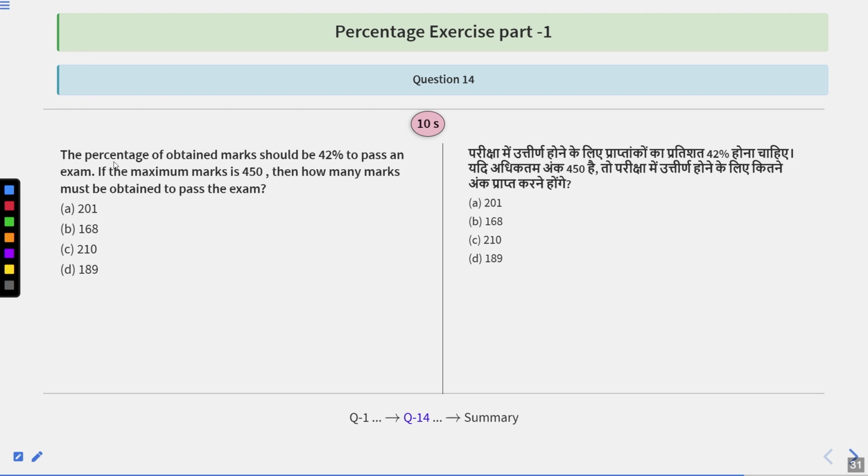Next, the percentage of obtained marks should be 42% to pass an exam. If the maximum marks is 450, then how many marks must be obtained to pass the exam? You have to find out how many marks should be obtained in an exam to pass. A, B, C, D, four options have been given to you, and I am giving you 10 seconds to find which of them is correct.